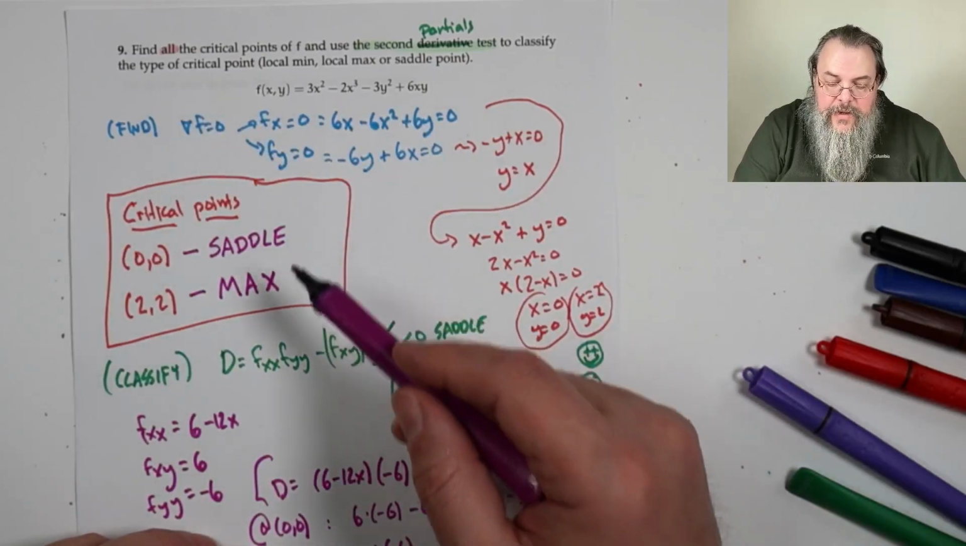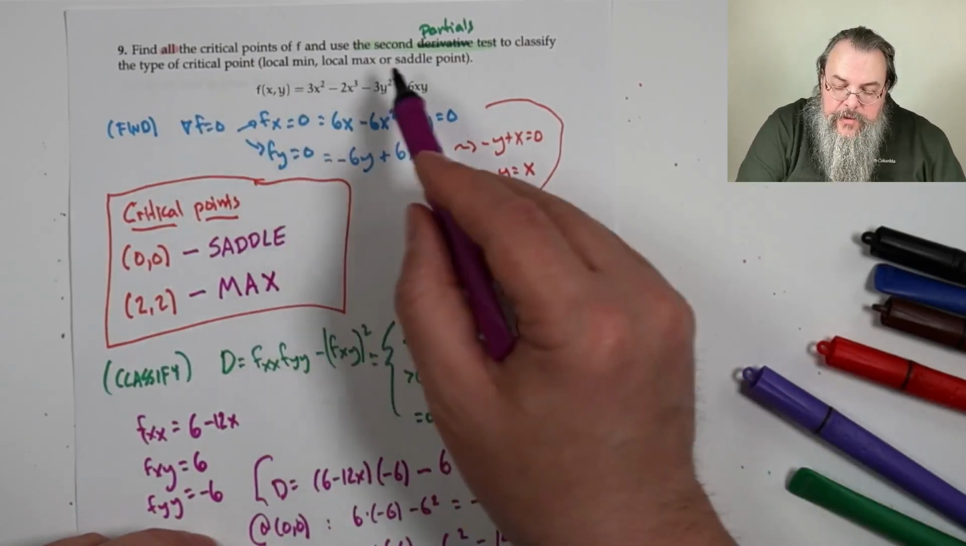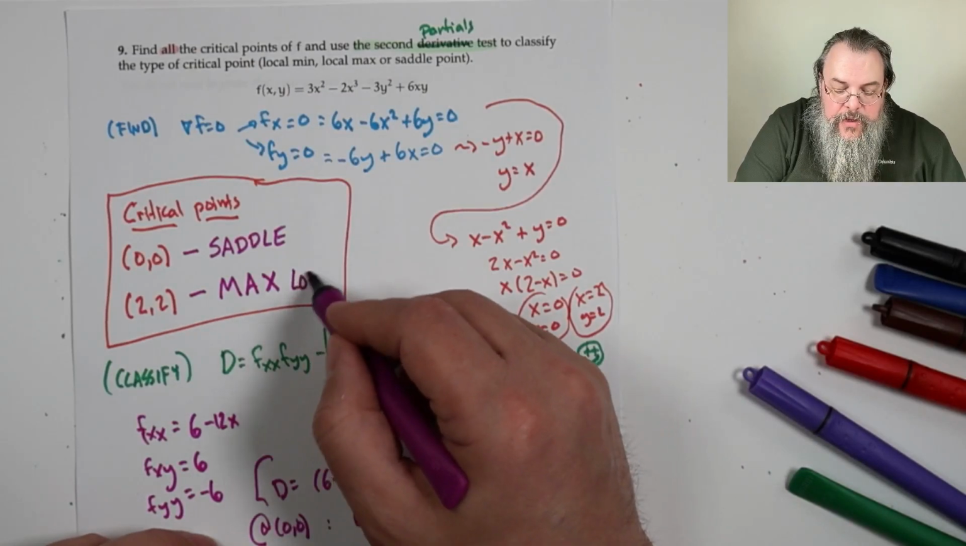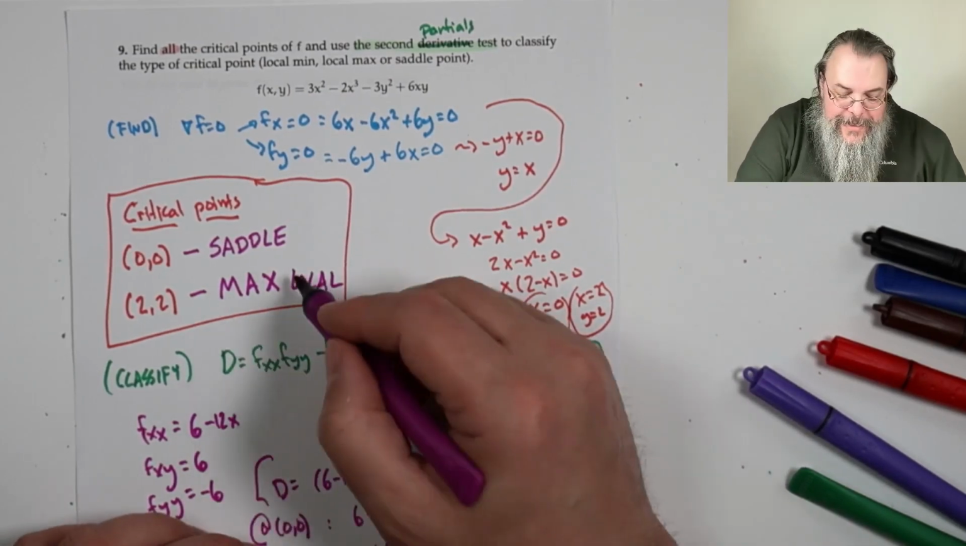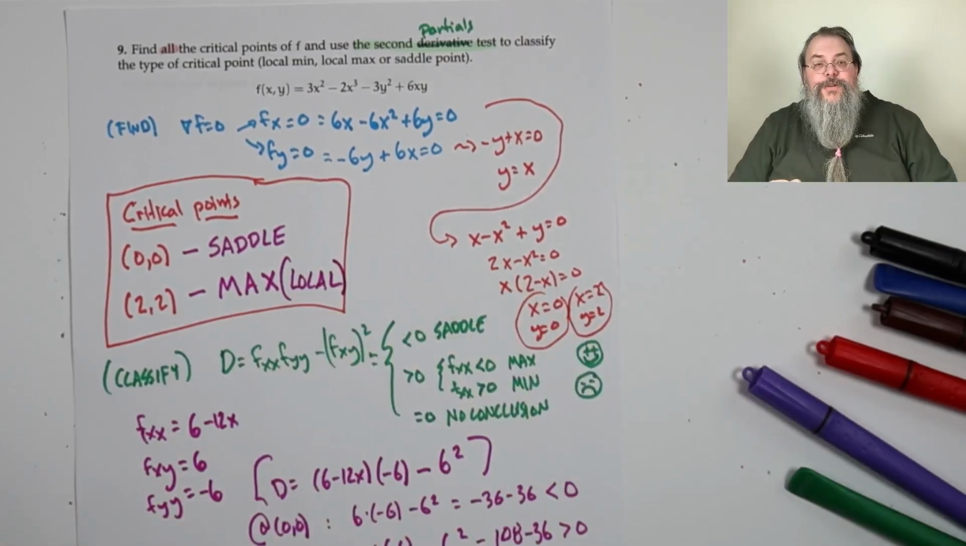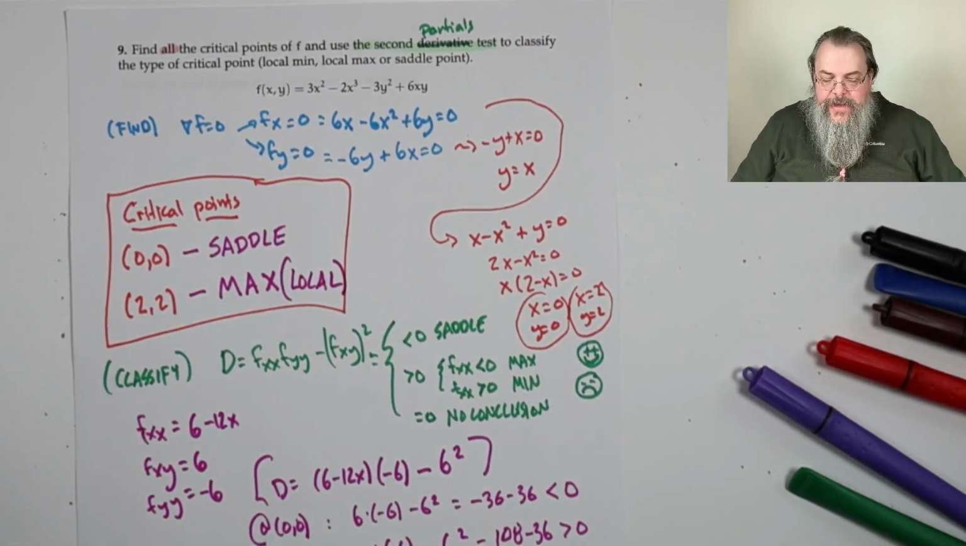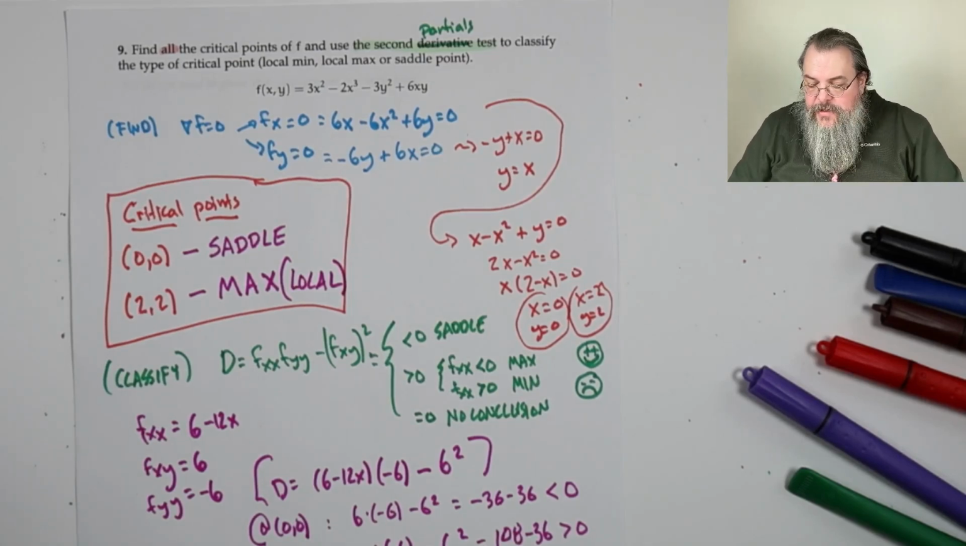And I guess it said local max, local min, saddle. So max, local max. There we go. We should have specified it. Since it's specified local max, we should have added that. But there we go.